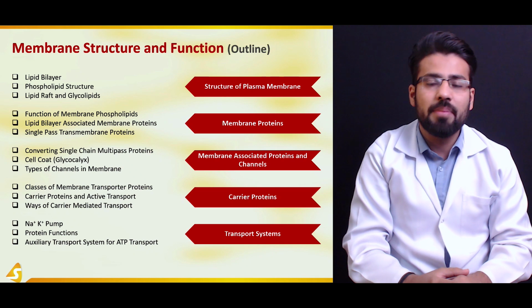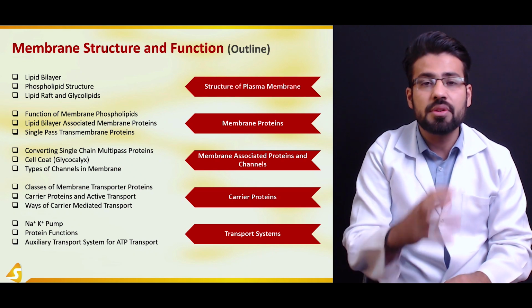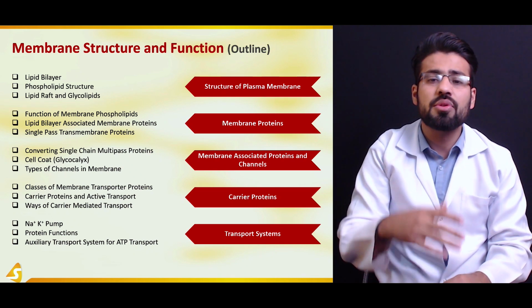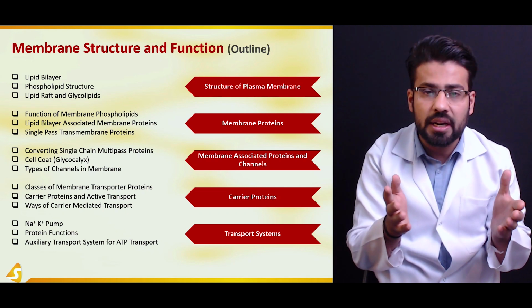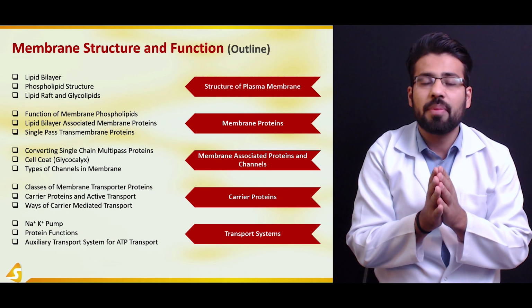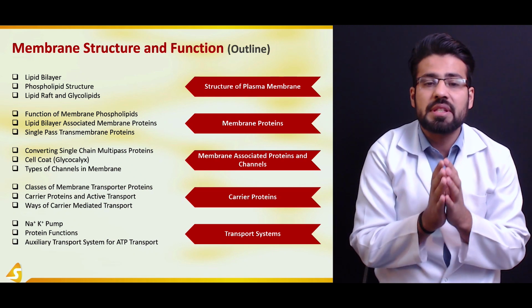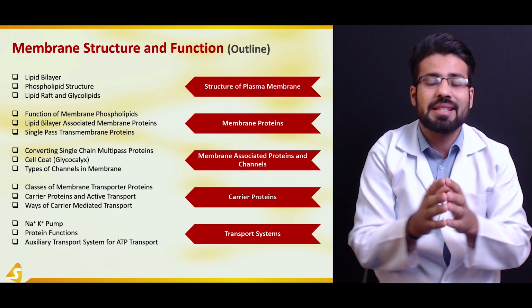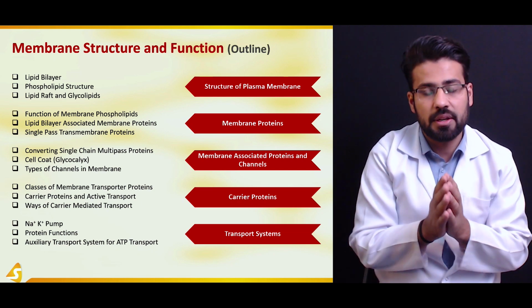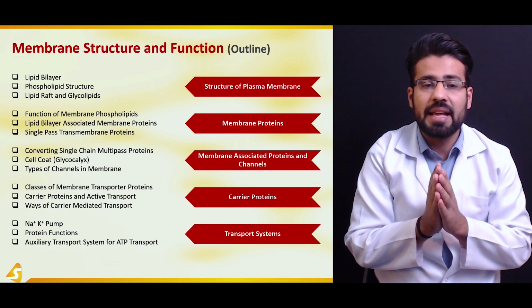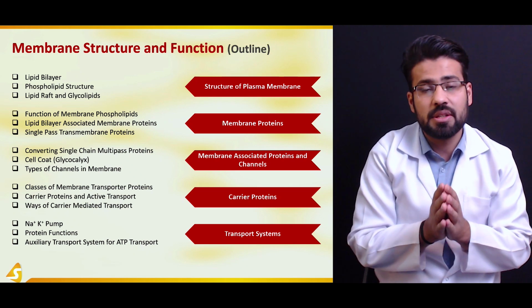Now, this would be followed by the discussion of membrane-associated proteins and membrane-associated channels, and we are going to start off with the discussion of different types of channels that exist, of course. This would be followed by the discussion of single-chain multi-pass proteins and how they are converted under the action of an enzyme activity. This would be followed by the discussion of glycocalyx, which is basically the cell coat.